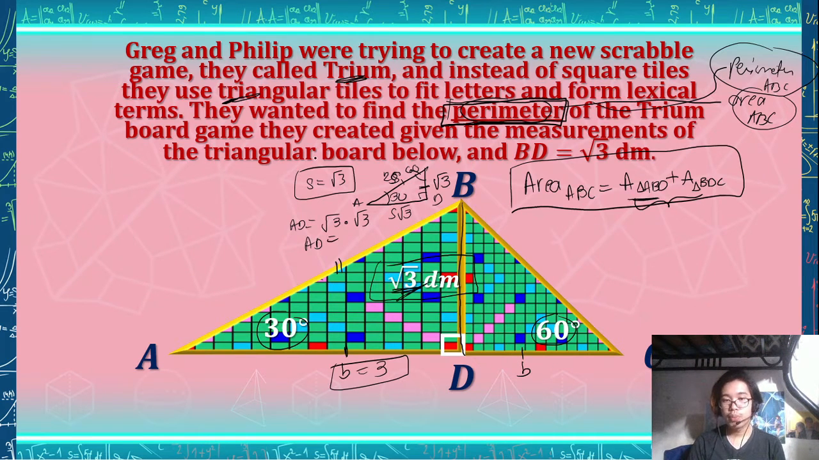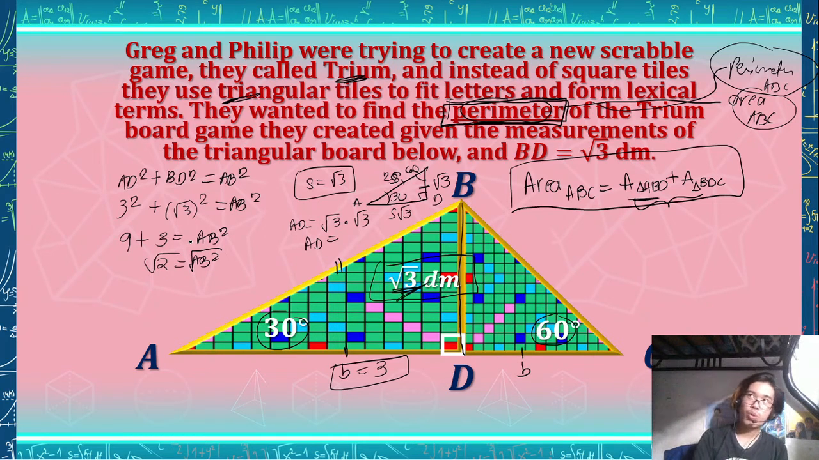To solve for the line segment AB, AD squared plus BD squared is equal to AB squared. We know AD is equal to 3, and BD has been given here as square root of 3. So we can solve for the hypotenuse. This gives us 9 plus 3 is equal to AB squared, which gives us 12 is equal to AB squared. If we take the square root of both sides, what's the square root of 12? That's 2 square root of 3. So the measurement of side AB is 2 square root of 3. This is going to be useful later when we solve for the perimeter of this triangle.